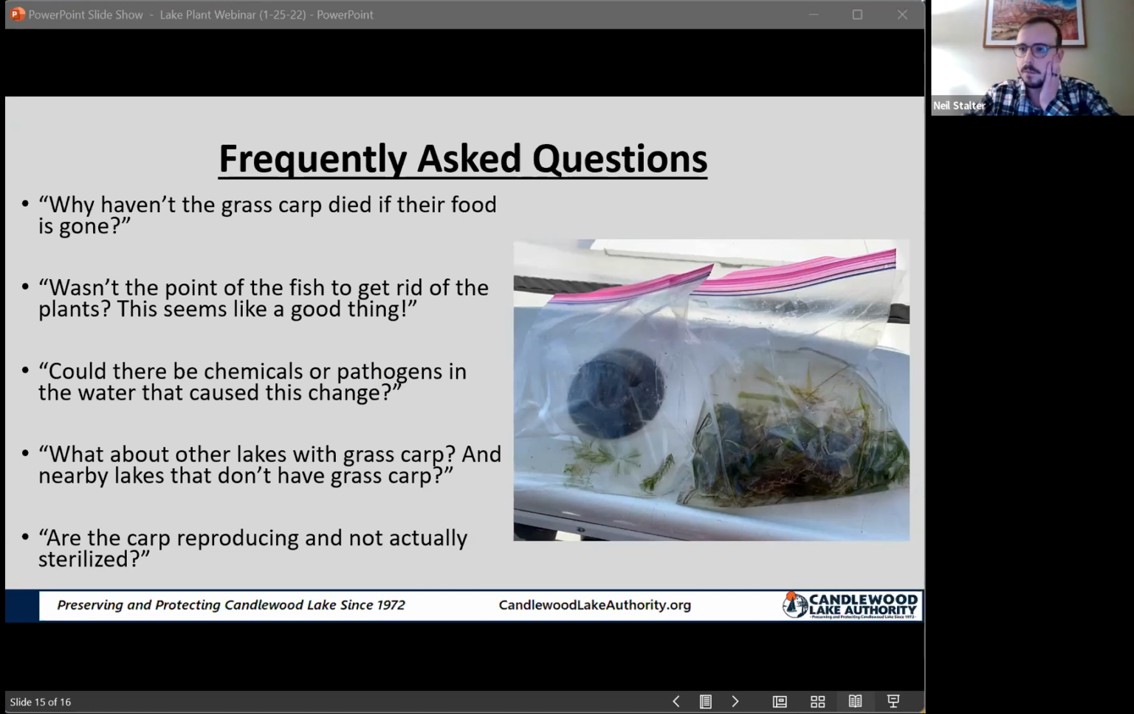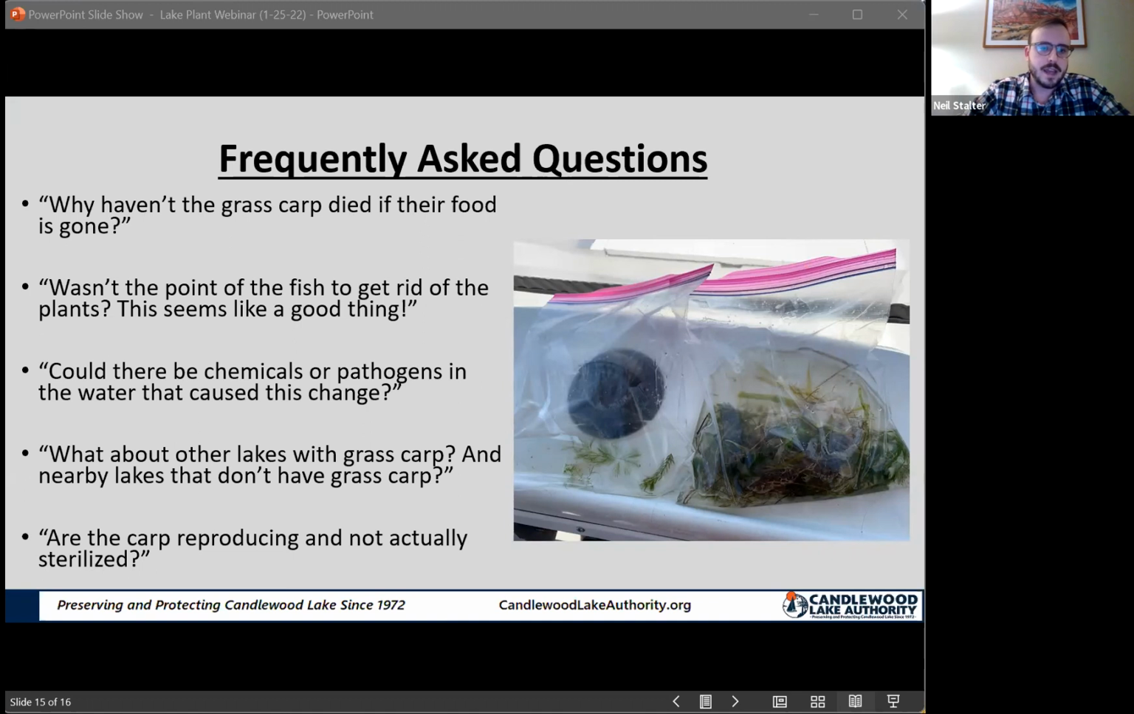And so there's one main native plant that has found a niche in the ecosystem and actually has been pretty successful. And the common name is coontail. It actually looks kind of like milfoil, but it's a little bushier.